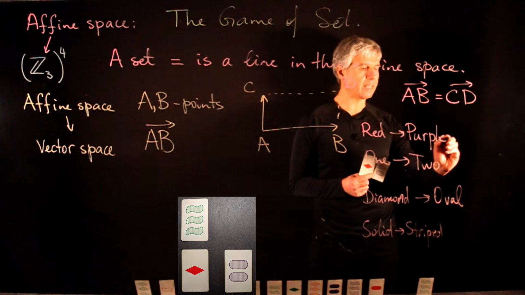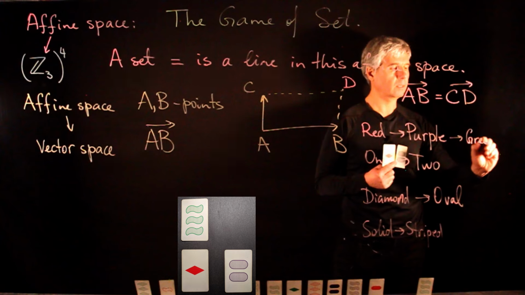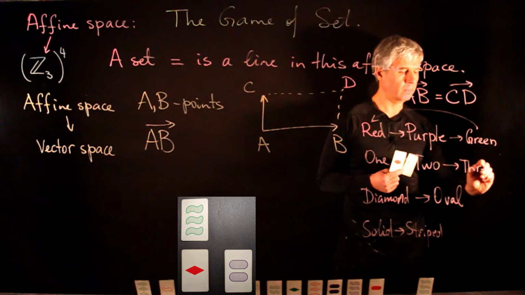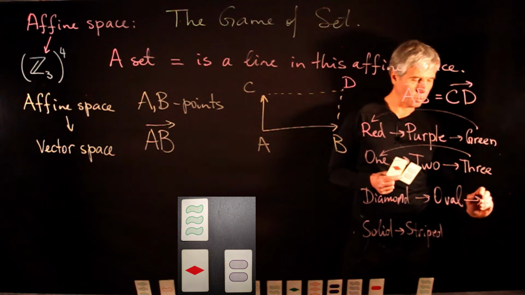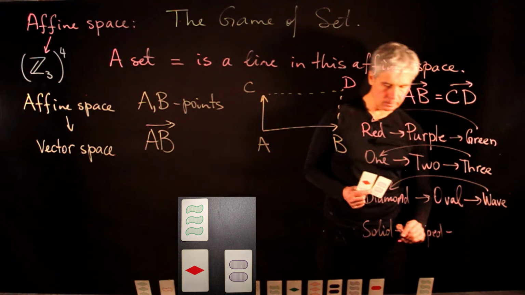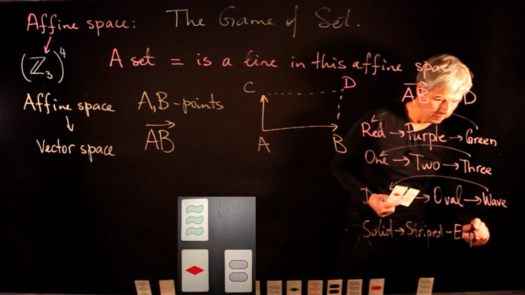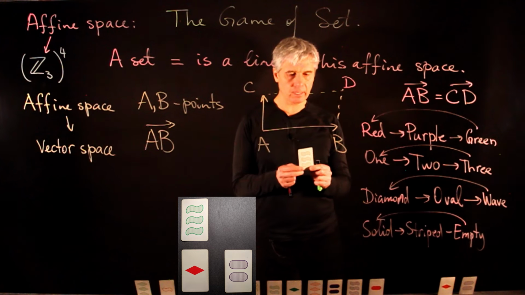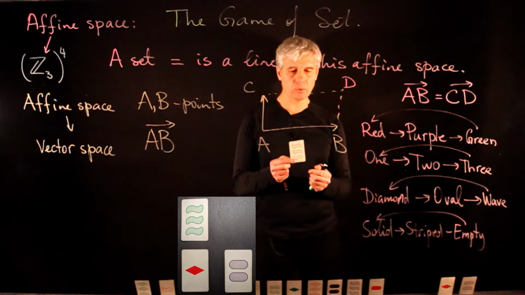This creates cycles. If we go from red to purple, then next we can go to green and then return to red. Then we go to 3 and then we return to 1. Then we go to wave and return to diamond. And then we go to empty and return to solid. Next we take any other card, and we see how we can apply the same shift to this card.